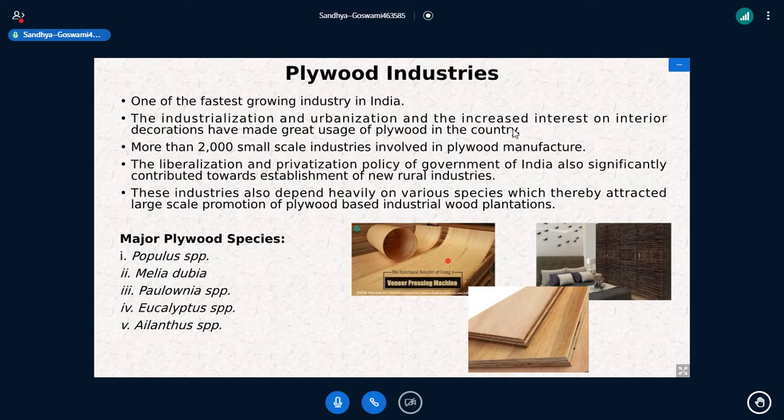So our wood should not be very hard. Ki ye hume thin pieces kaatne mein problem ho. Right? So hume kaisa wood chahiye? That should have bit strength, but it should be easy to ply. Right? Pliable wood hume chahiye. So these are the species, those are mostly used for the plywood industries.